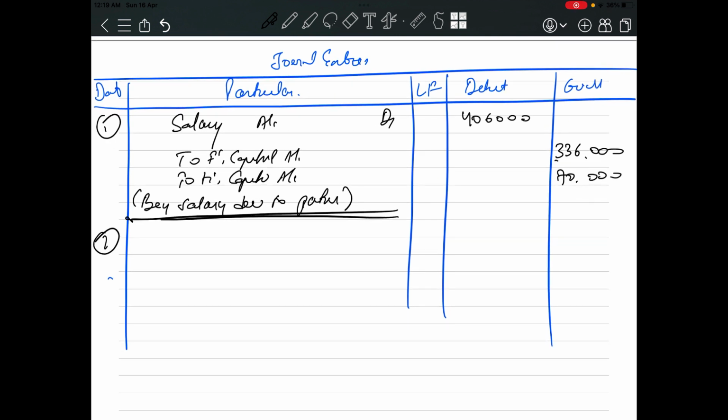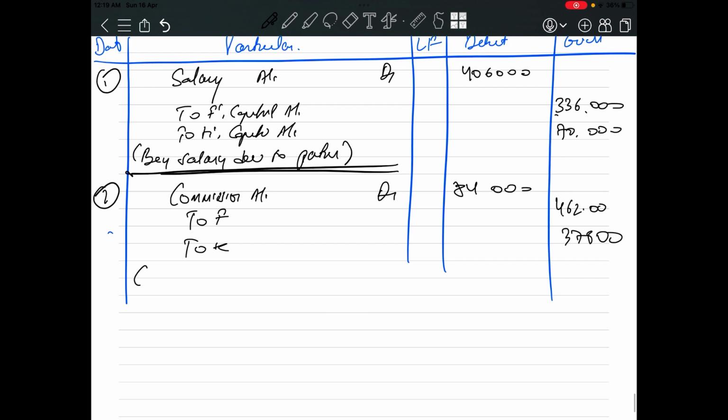What is the second entry? Commission account. Commission is also a loss for the firm because the firm is paying commission to partners. So the partners' capital account is increasing. What is the amount? 4,62,000, no, this is 46,200, and 37,800. So the total amount is 84,000. Same narration, being commission due to partners.